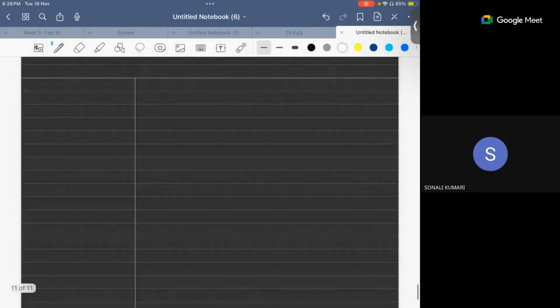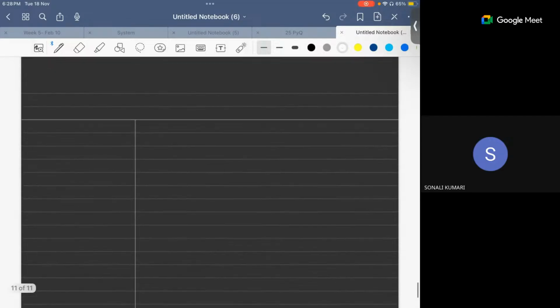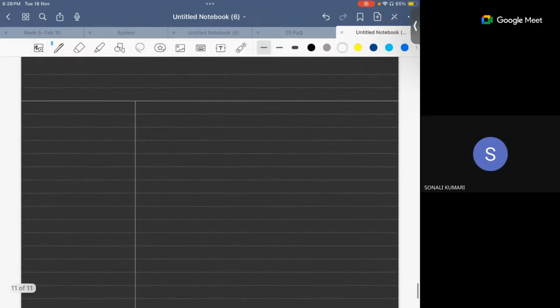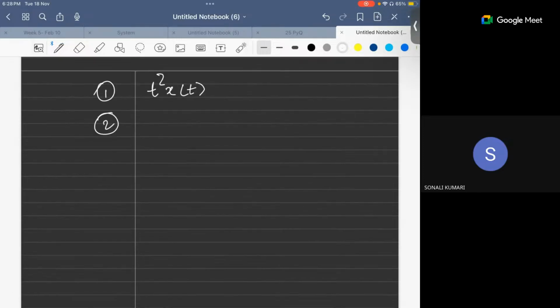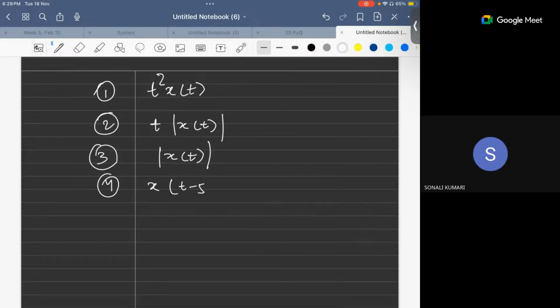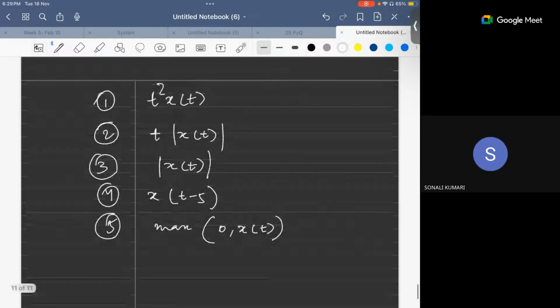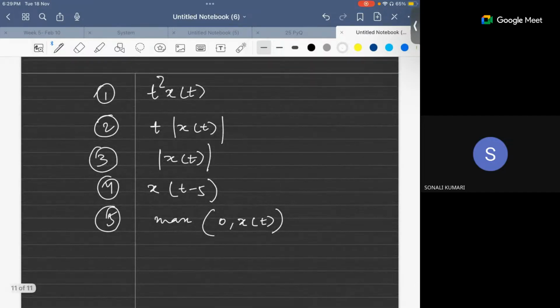Okay, if that is clear, here are some questions that can be asked in your exam. First one, t square x of t. Second one, t times mod of x of t. Third one, mod of x of t. You have to tell me both. Fourth, x of t minus 5. Fifth one is max of 0 comma x of t. Tell me. If everybody has understood, you can start telling me from the first one.